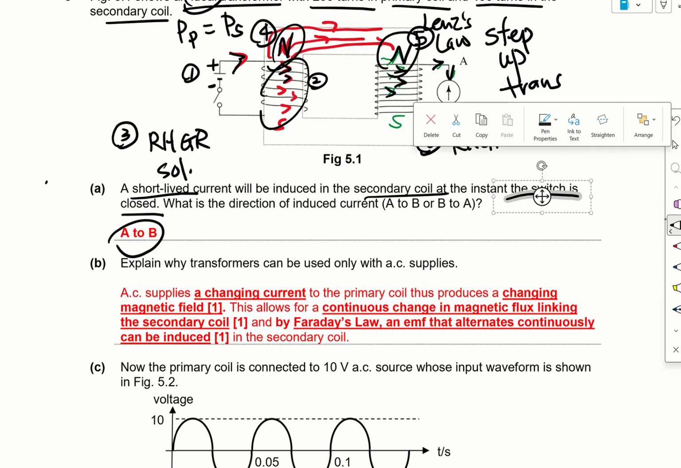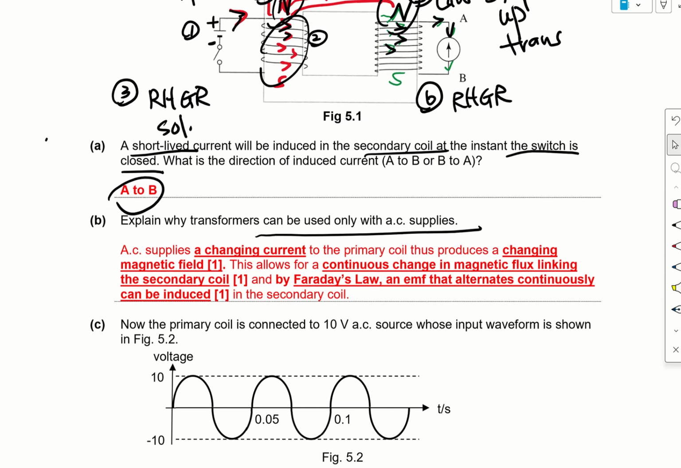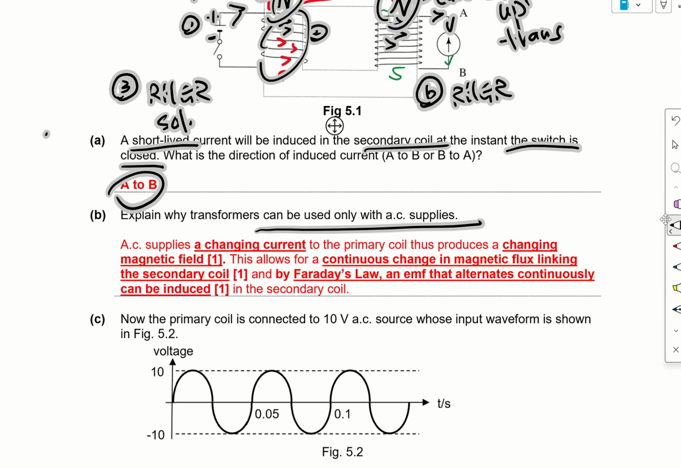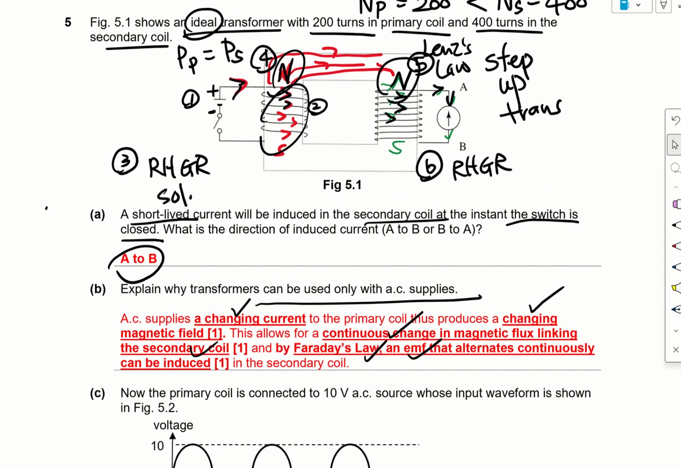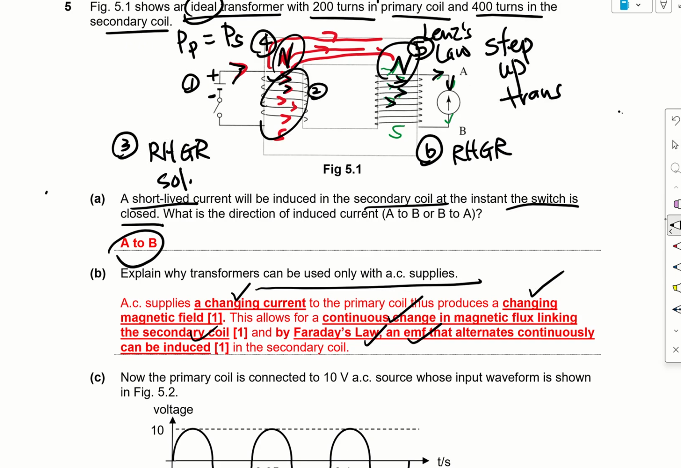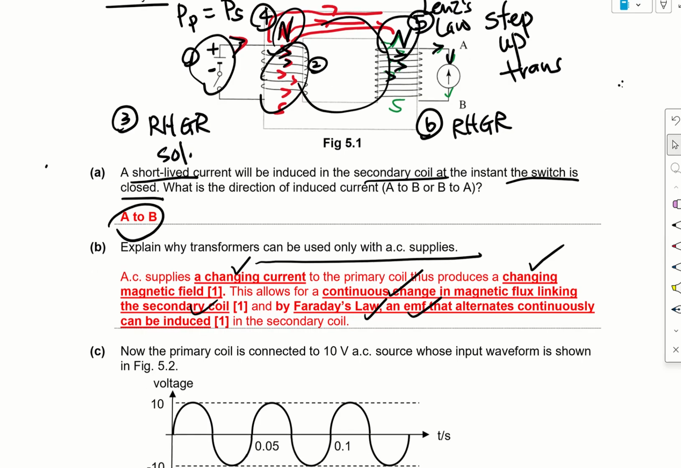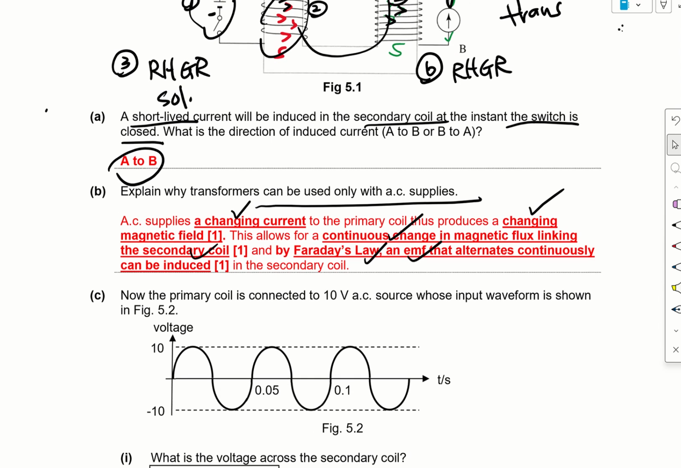So explain why transformers can be used only with AC supply. So AC produces a changing current in the primary coil, therefore it produces a changing magnetic field, and this allows for continuous change in magnetic flux linking the secondary coil, and then by Faraday's law, an EMF that alternates continuously can be induced. Okay, please take note that by right, the current that's over here will not flow in the iron core. Okay, it is the magnetic field lines that is in the iron core.